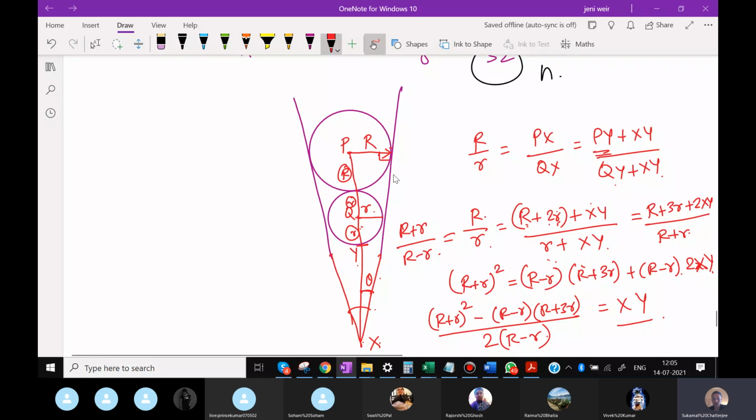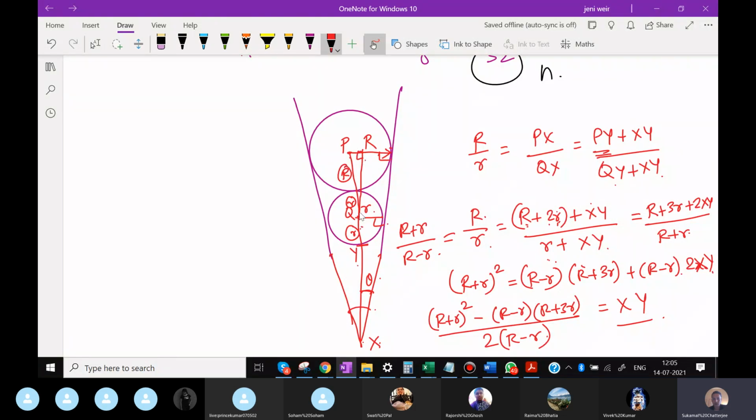So this is 90 degrees, this is 90 degrees, right? So if you draw a perpendicular from here to here, this forms a rectangle, right? Yes, sir. And this would be the hypotenuse of the right angle triangle here.